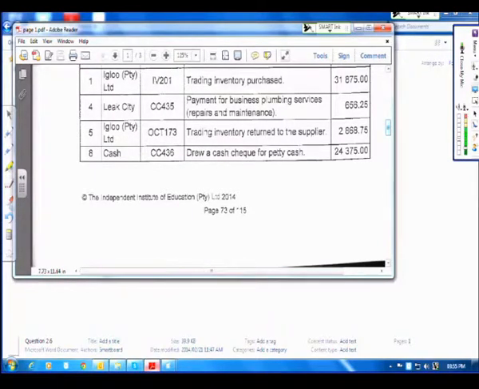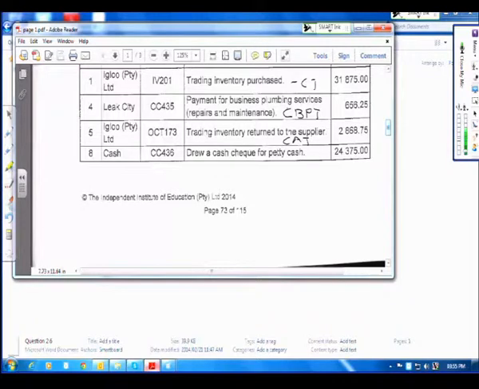the fourth transaction, so we say this one is going to the creditors journal. This one is going to the cash book payments journal. And then here we are returning to the supplier. So this one is creditors allowances journal.